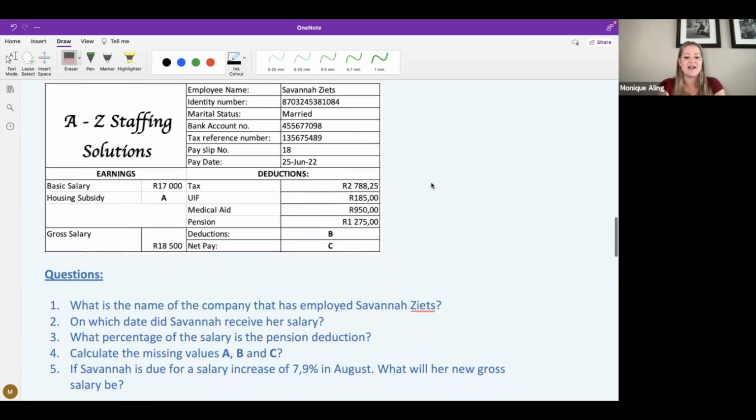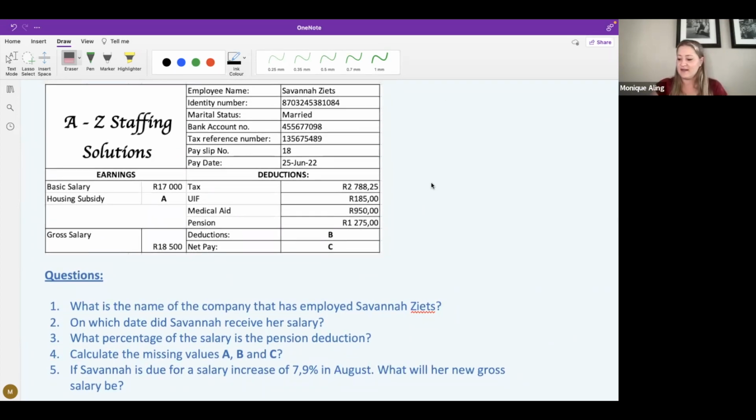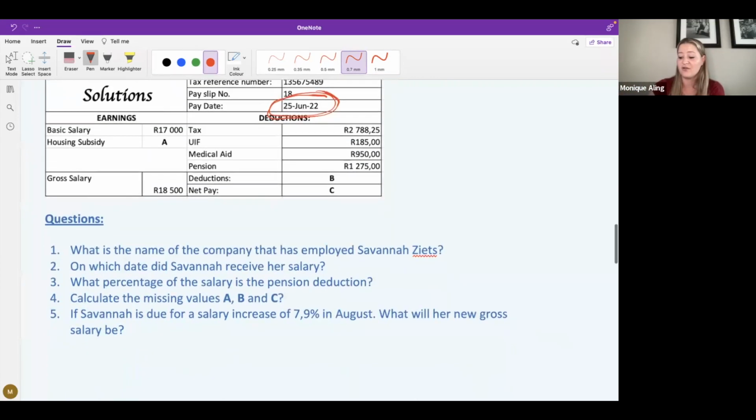Then, on which date did Savannah receive her salary? I saw Valent answered. There goes Yamkela and Steffi and Ayabonga. Okay, good. You guys are such stars. So the 25th of June, 2022. Guys, with questions like this, very possible to get them in the exam, but sometimes we get lazy or we just don't think things through, and then we forget to add the year or the 25 part of things. So please make sure you answer these ones really carefully because they are nice and easy, good marks.